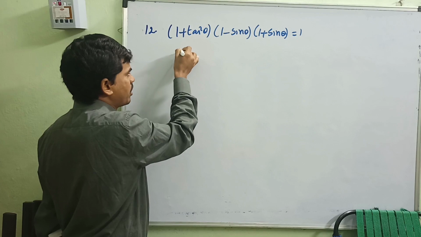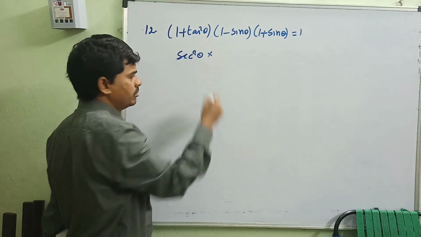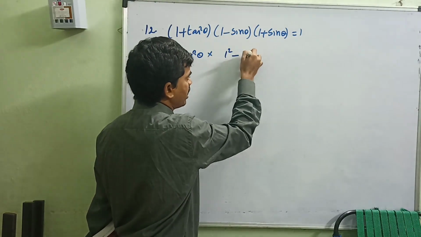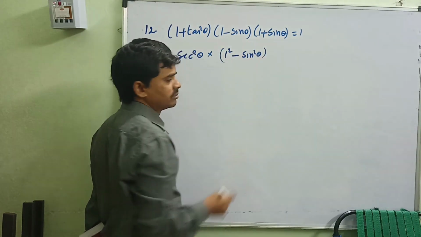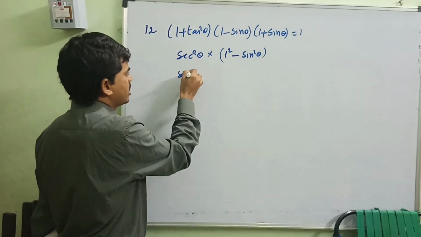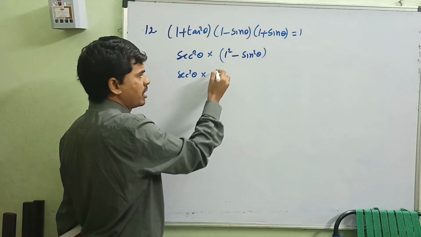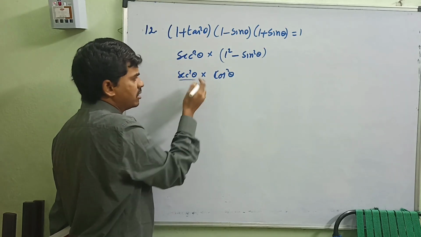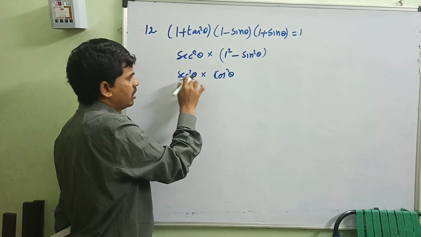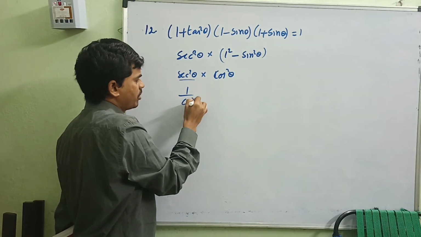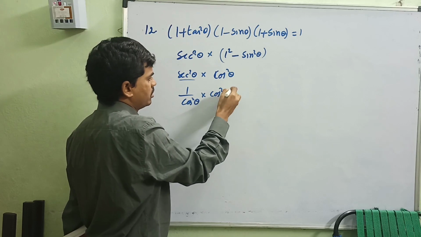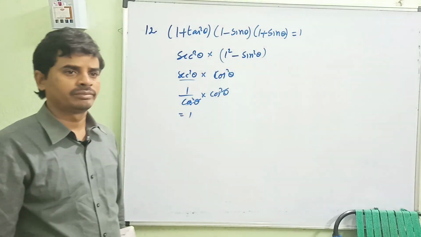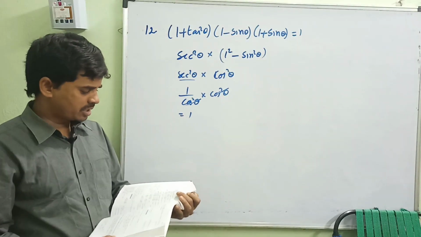So 1 plus tan square we can write as secant square theta into a minus b a plus b, a square minus b square, that is, 1 minus sin square theta, we can write cos square theta. Now both are reciprocals. Secant square we can write as 1 by cos square theta into cos square theta. Cos square gets cancelled, the answer is 1. Okay? And next one.